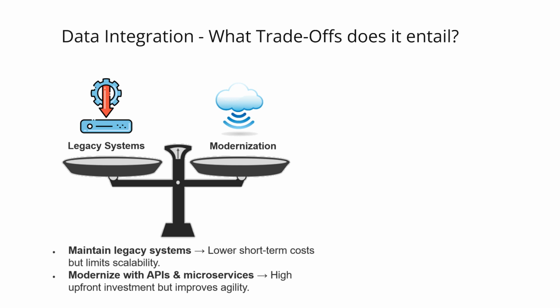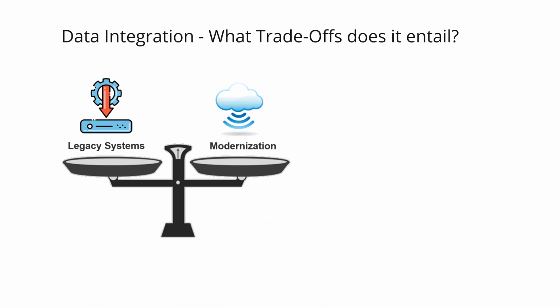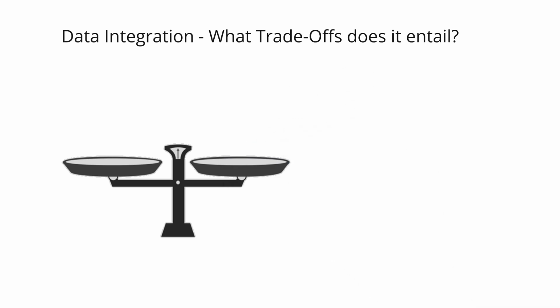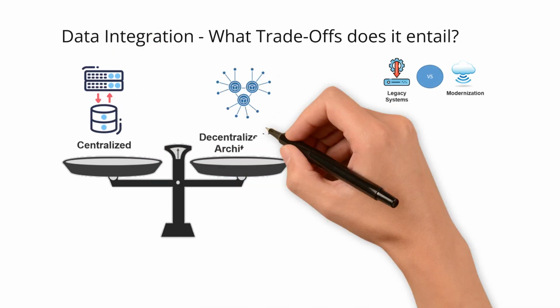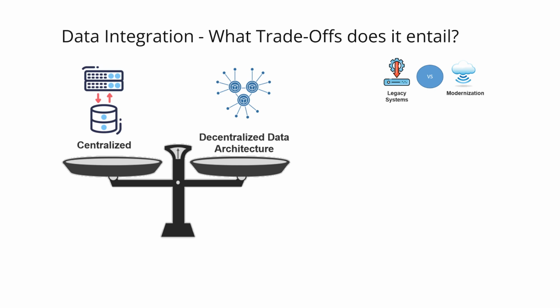What might be the smart move here? Use middleware tools like API gateways or enterprise service buses to bridge the gap between old and new systems. That way you don't have to rip everything out at once. The second trade-off, centralized versus decentralized data architectures. Banks need to decide how to handle integrated data. Do they go with a centralized data warehouse or spread it out across a data lake?